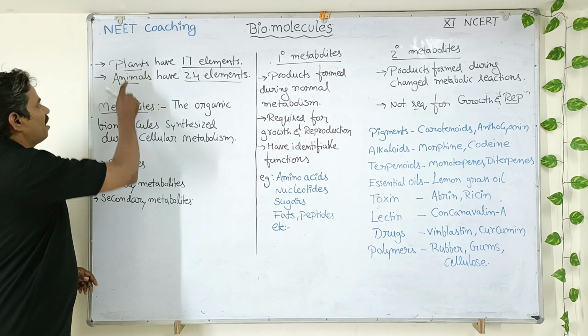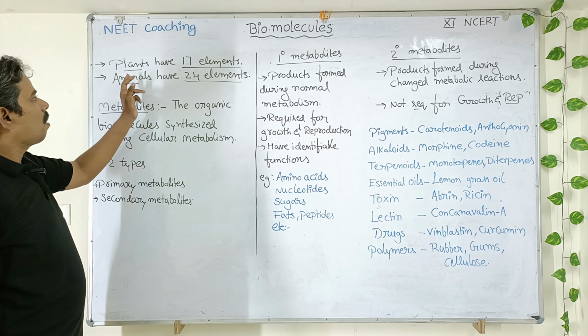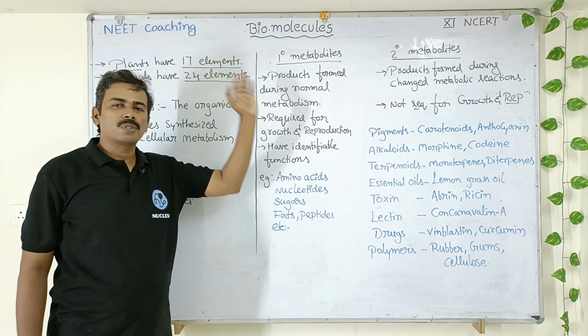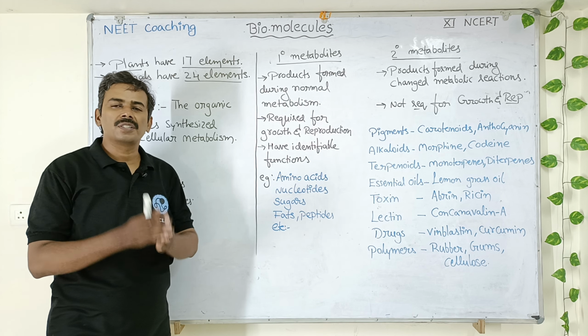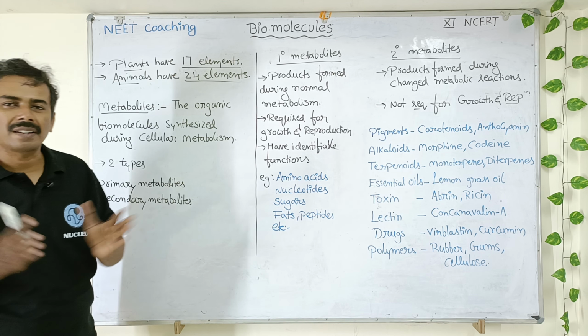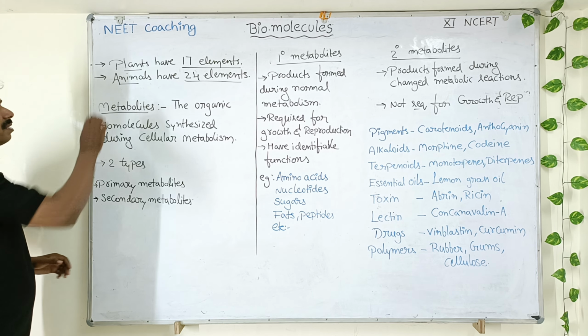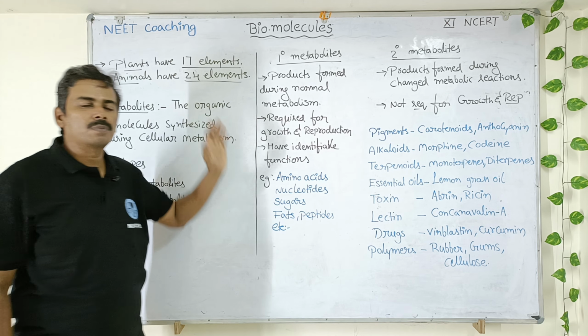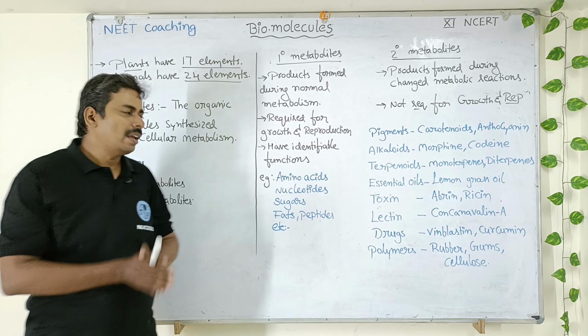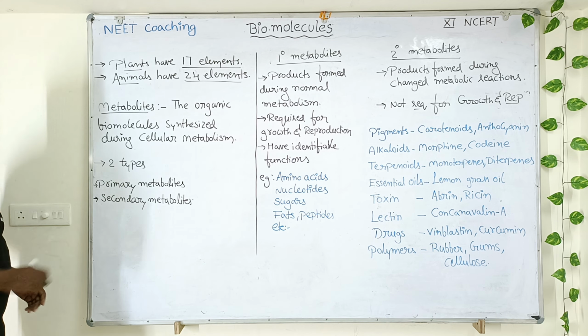Students, look here. Scientists have found that the plant body will have 17 different types of elements like calcium, magnesium, potassium, sodium, etc. And animals will have about 24 different types of elements in their body. Okay. So next, what are metabolites?